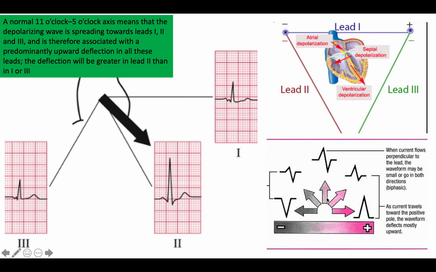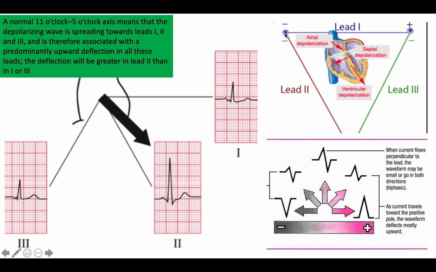Now, when the current flows perpendicular to the lead, i.e. the waveform, then it goes in both directions, which forms a biphasic waveform, which is sometimes seen on the ECG graph. Now, you might be confused about what current I'm talking about. There are different types of current. Now, when you connect leads on the body, so for example, let's just look at lead 1. Lead 1 is, as you know so far from this video, connected from the right arm to the left arm. So you have a negative pole on the right arm and a positive pole on the left arm.